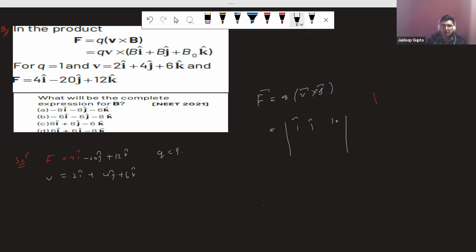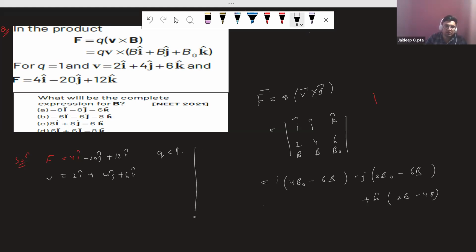i, j, k. What is velocity? 2, 4, 6. What is the magnetic field? B, B, B naught. Now i component equals 4 B naught minus 6 B, minus j times 2 B naught minus 6 B, plus k times 2 B minus 4 B. What is force given? 20 j cap plus 12 k cap.